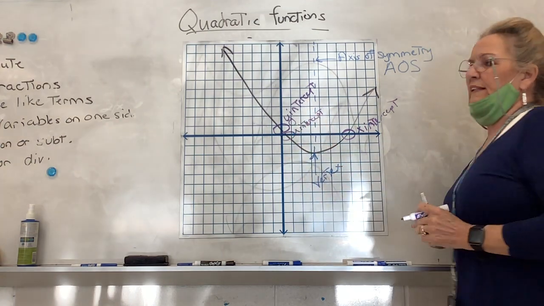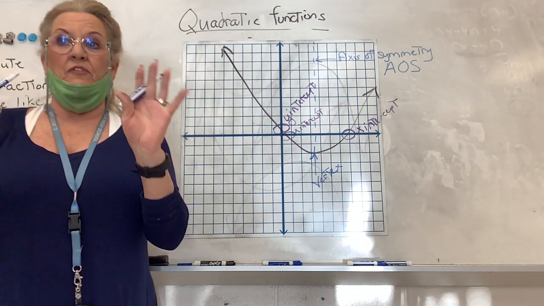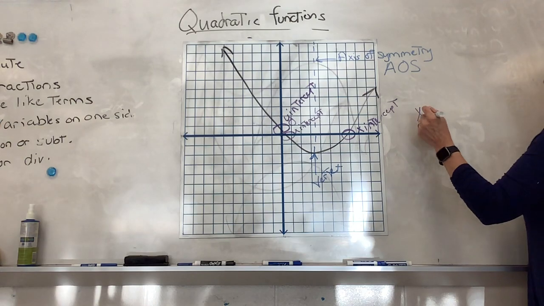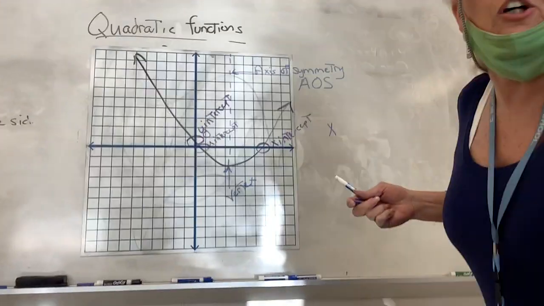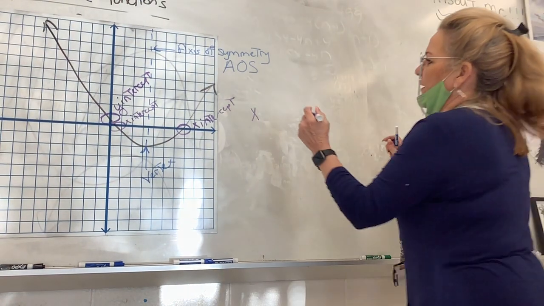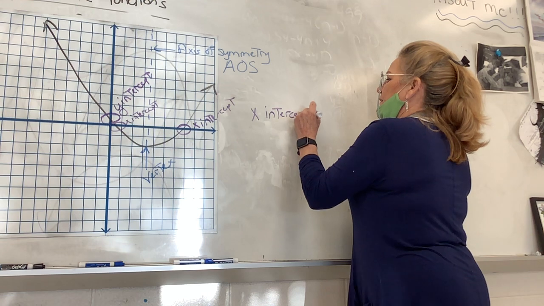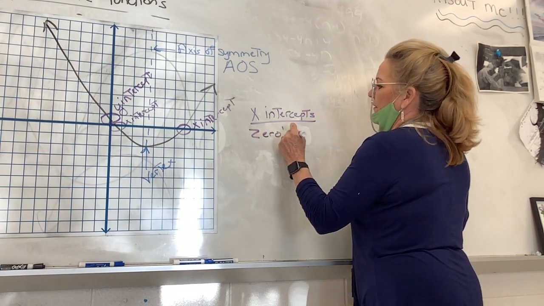Now, something about these x-intercepts, they're really, really important things. Even though we don't always have them, they're very important. X-intercepts are called multiple things. I'm going to write over here x-intercept. Let me turn this, because they are called multiple things and you need to be aware of them. The x-intercept is also called zeros.